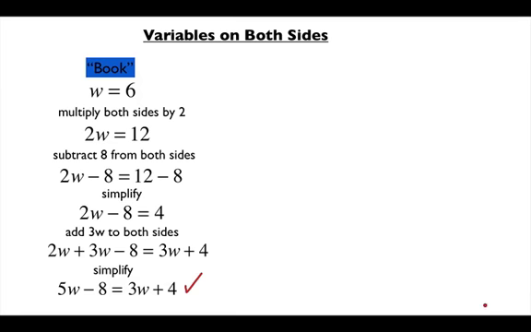So I'm here. I have 5w and I have 3w. Notice I have variables on both sides. So how do I take care of this? You're basically going to have to take away a variable from either side. What I'm going to do is take away the 3w. Why? Because that's the variable that is smaller. This has 5 w's, this one has 3 w's.